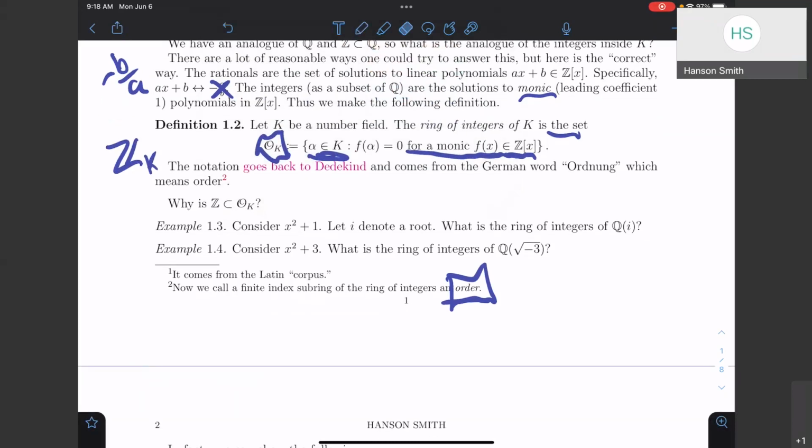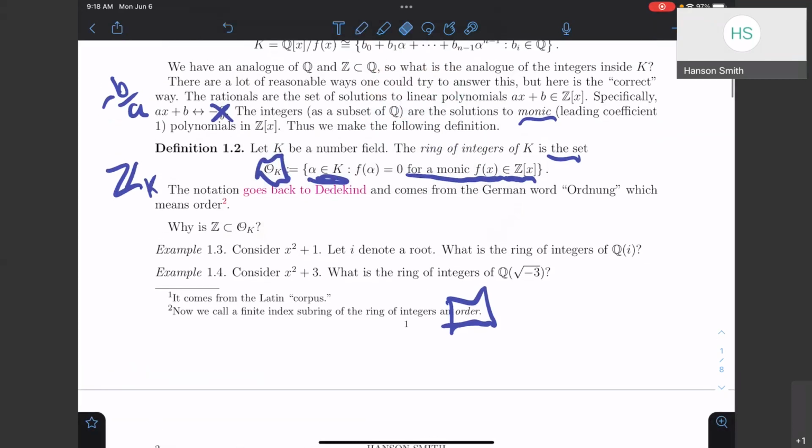So just a first question to get us warmed up and make sure we even understand this definition is, why are the integers a subset of any ring of integers?